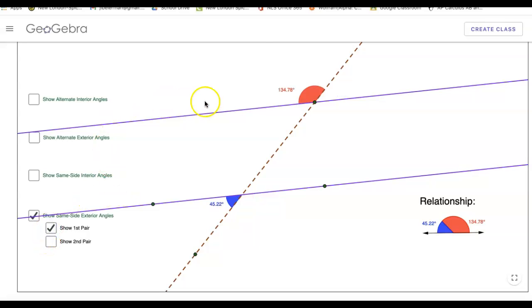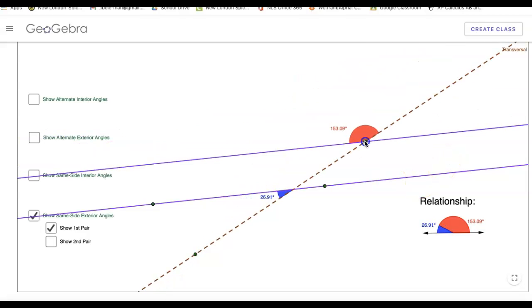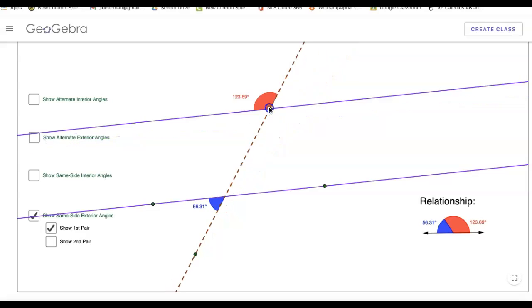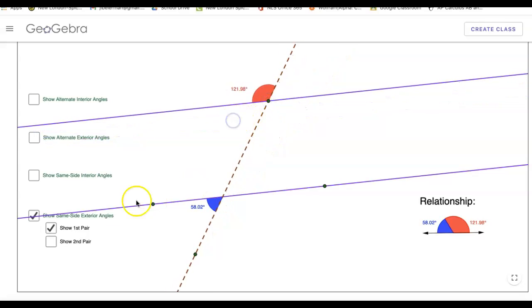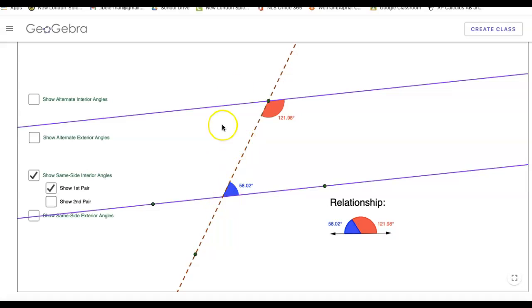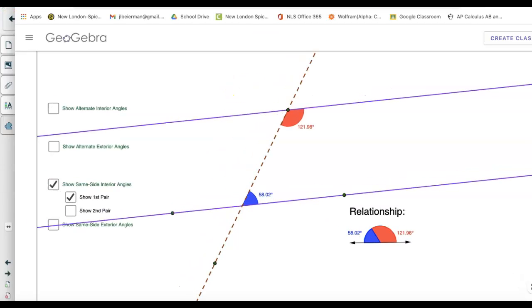Okay, so you can play around with that, just kind of get an idea of how they're related. You can look at their measures here. You can maybe manipulate this a little bit so you can see that even if you change them, we'll still have some measures that are similar. So we'll go through and do the rest of the notes here.